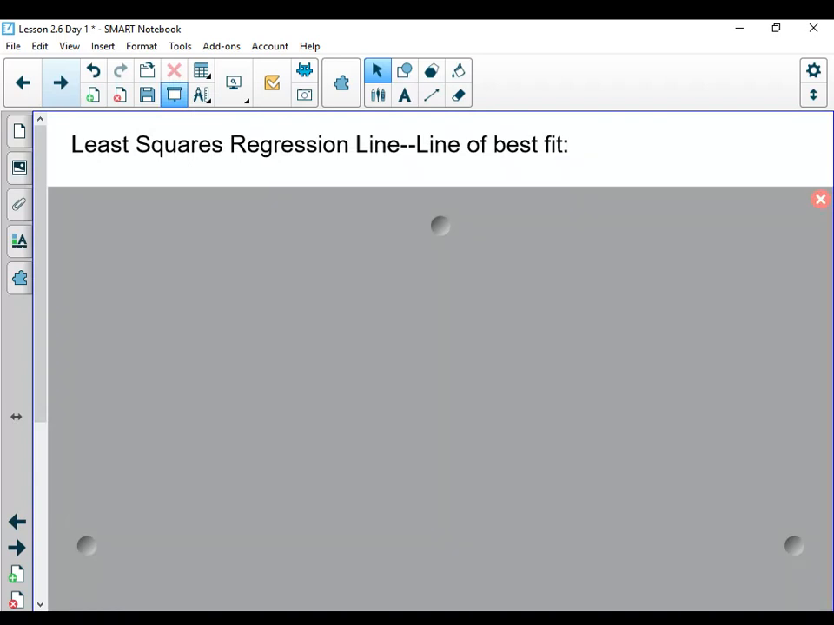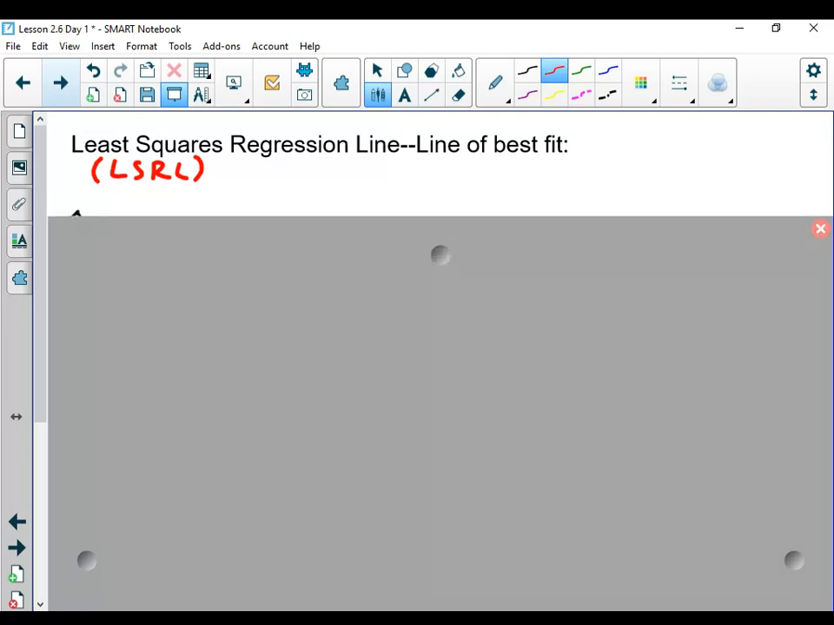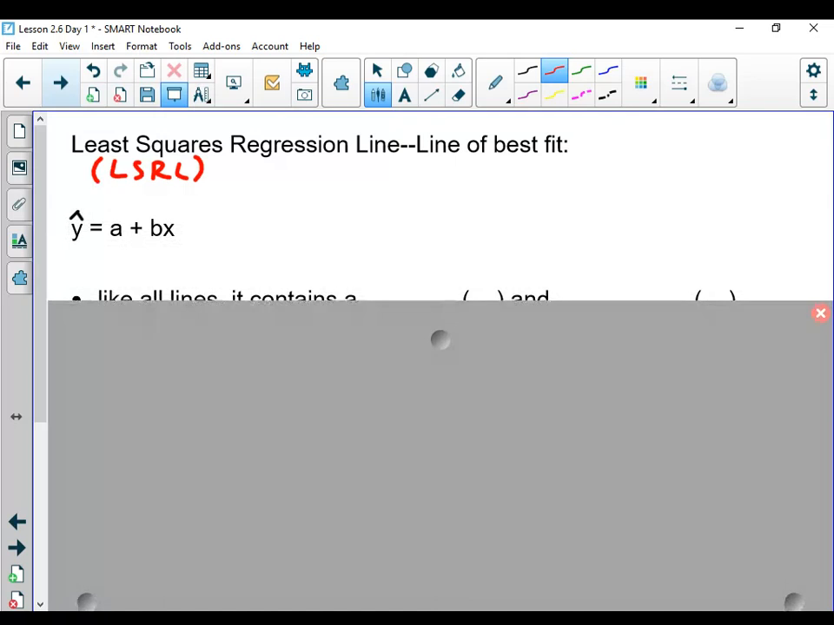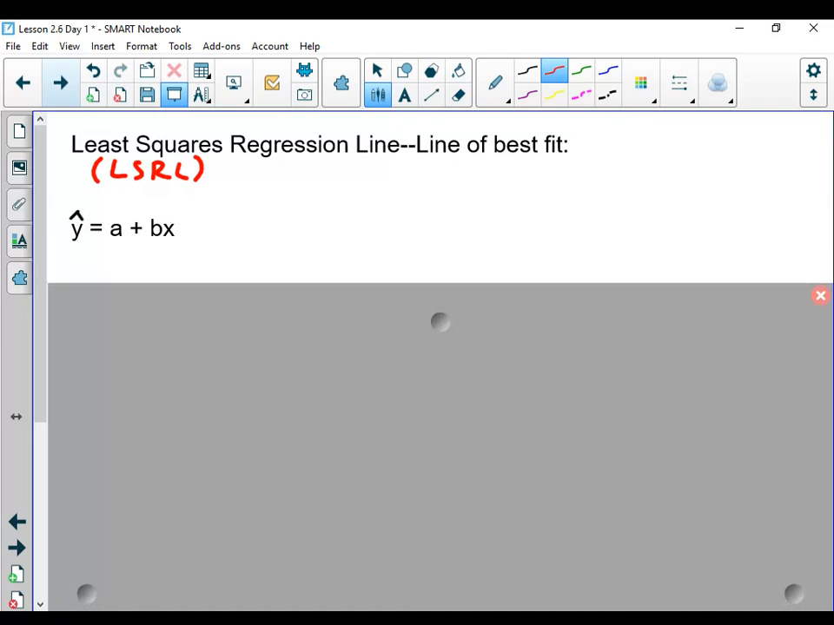But the equation we're going to use is what's referred to as the least squares regression line, or sometimes it's abbreviated LSRL, if you ever see that. We're talking about the least squares regression line. But essentially, it's just the line of best fit. And we talked about the other day that this was the form we were going to have it in. Y-hat was equal to A plus BX.